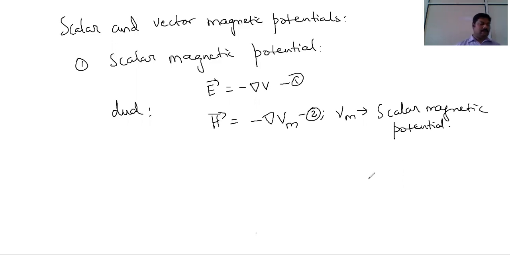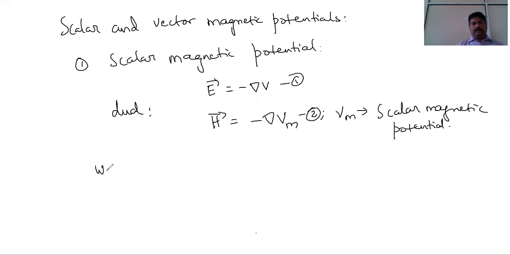Right? Now, what is the scalar magnetic potential and why we don't use it? We never use scalar magnetic potential. So why is that? First of all, we'll take up that problem of why we are not using scalar magnetic potential by an example.